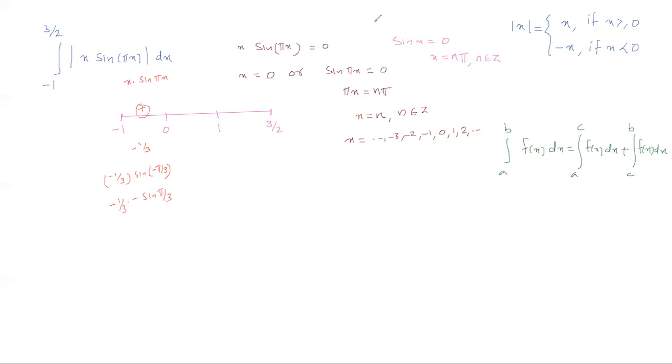Now between 0 and 1, you can take any value, take one by three. So you get 1/3 into sine pi by 3. 1/3 is positive, sine pi by 3 is positive. So it is positive again. And between 1 and 3/2 you can take any value. So x is anyway positive.